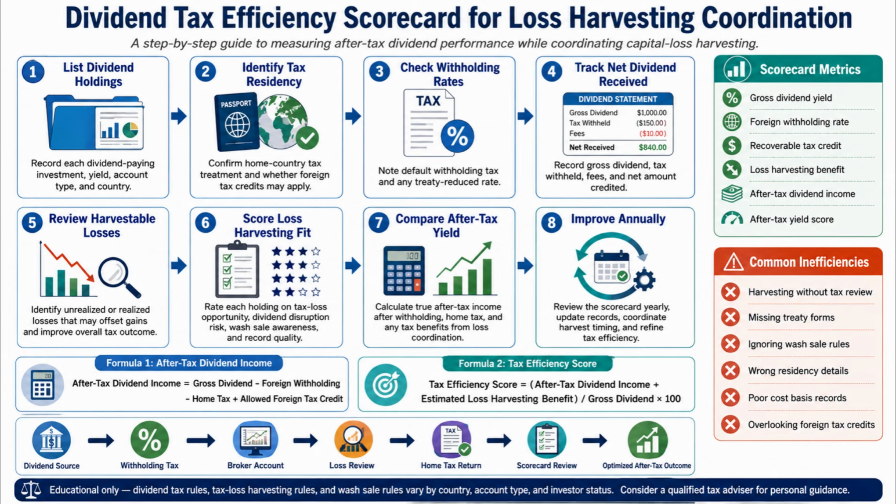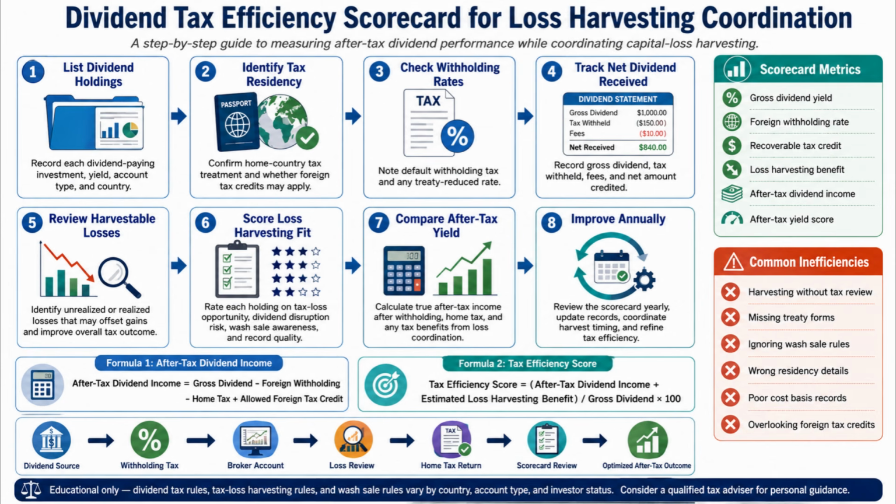To measure performance clearly, focus on scorecard metrics such as gross dividend yield, foreign withholding rate, recoverable tax credit, loss harvesting benefit, after-tax dividend income, and after-tax yield score. These numbers help you compare holdings more fairly and identify weak areas in the portfolio.